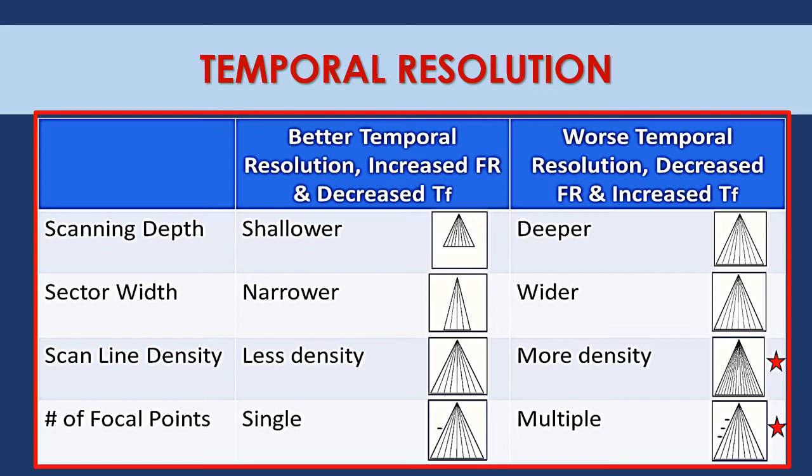As you see here, I put some red asterisks. Why? Because these are discussing the lateral resolution in comparison to the temporal resolution. So I'm having here some issue in this point, the scanline density and the number of focal points with the lateral resolution. So let me see this, how it works.